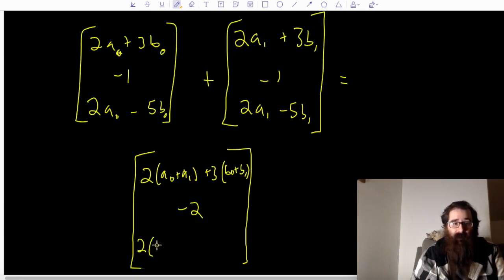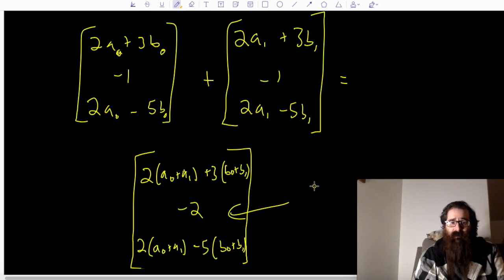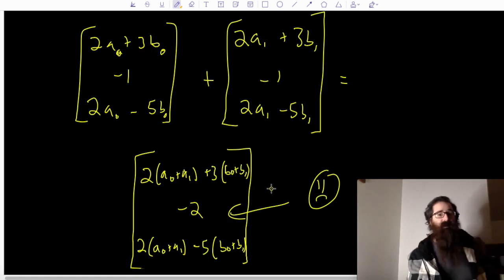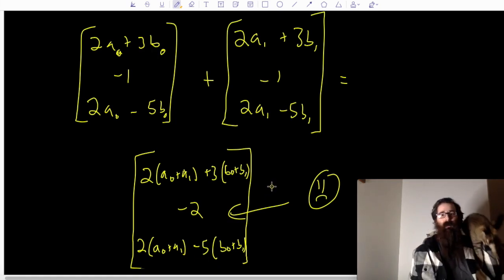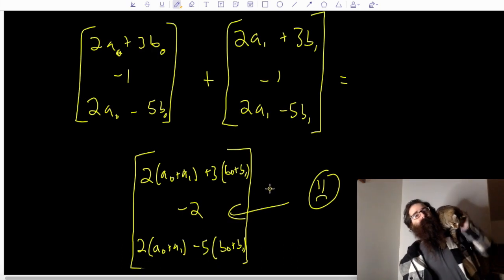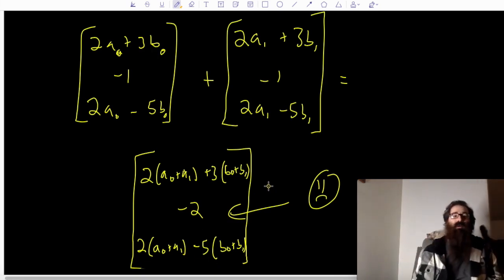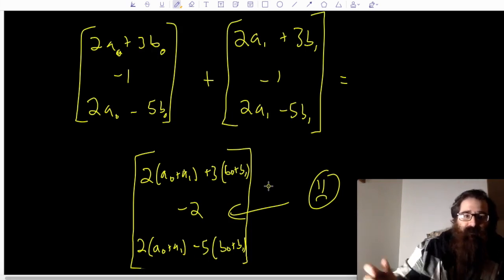That's going to be 2 times a0 plus a1, and then -5 times a real number. That real number is going to be b0 plus b1. So it's that middle entry that gets messed up. So we'll say, well, what is this? I can't do that. I'm supposed to have this middle entry just be a -1. I'm not supposed to be a -2. What is the meaning of this? Can't do it. Bad. Not good. No good. So we'll say, well, this fails as well.